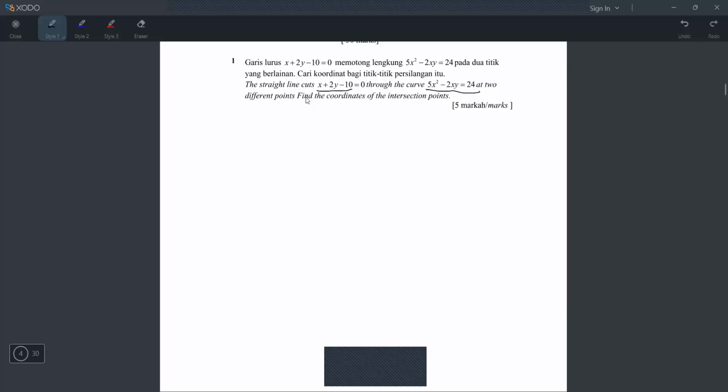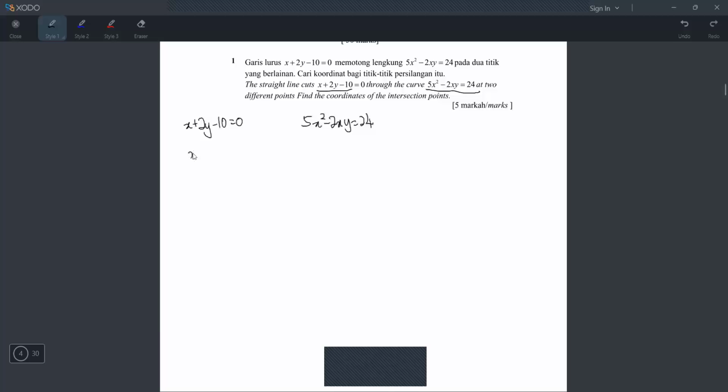So this is quite easy. You just do simultaneous equations. So what you do is you write down the first equation, x plus 2y minus 10 equals 0, and the second equation, 5x squared minus 2xy equals 24. You can use the substitution method, which is the penggantian, or the elimination method, the penghapusan. But for this case, I'll use penggantian, because one of the equations is linear and the other is non-linear. So the best way is to use substitution.